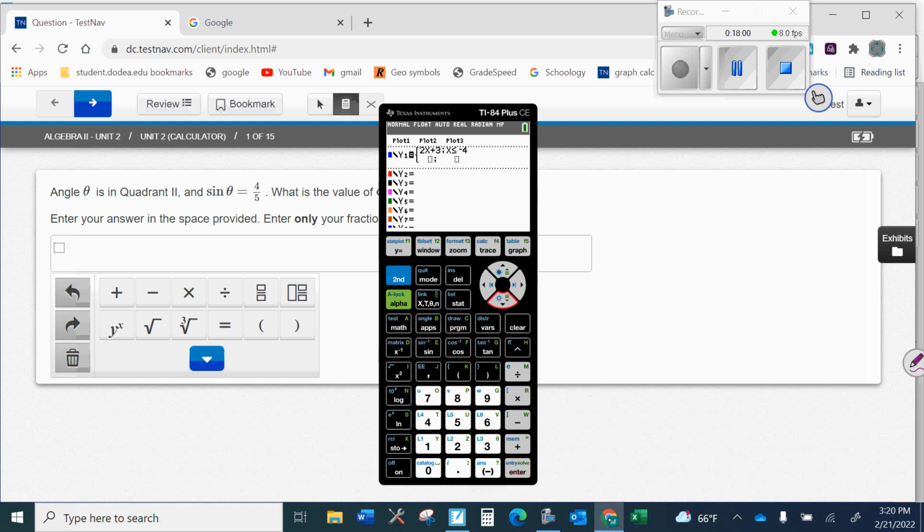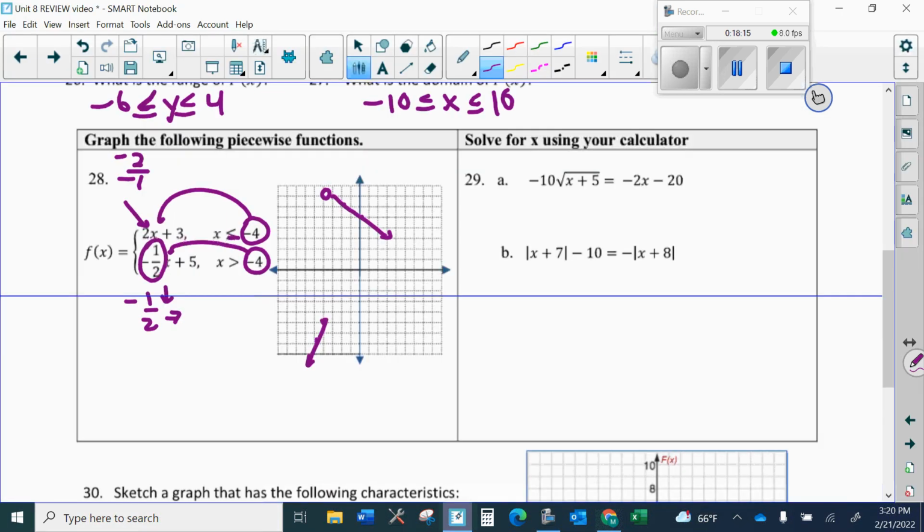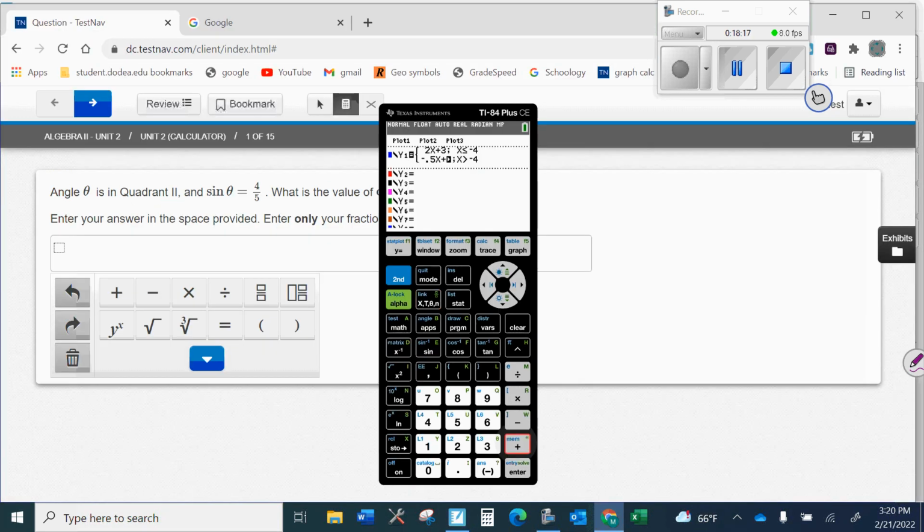Here we had x was greater. So second math again, conditions, x is greater than -4. And it was -0.5x. What was the other one again? Plus 5. Okay, now we go ahead and go here, hit enter. Hit graph, and there it is right there, which is what ours looks like.